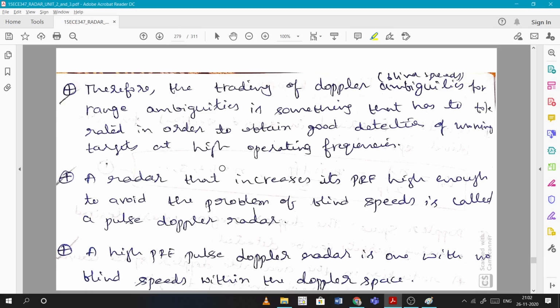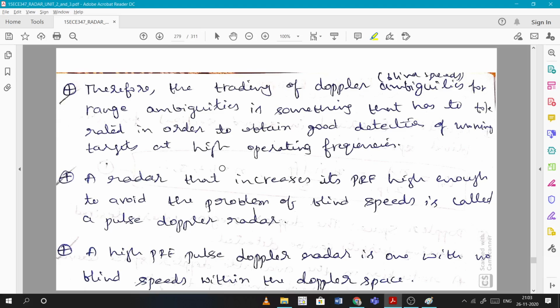Therefore, the trading of Doppler ambiguities for range ambiguities is something that has to be weighed in order to obtain good detection of moving targets at high operating frequencies. If you want to eliminate Doppler ambiguity, there will be high range ambiguity. If you want to eliminate range ambiguity, there will be high Doppler ambiguity. So there should be a trade-off between them.